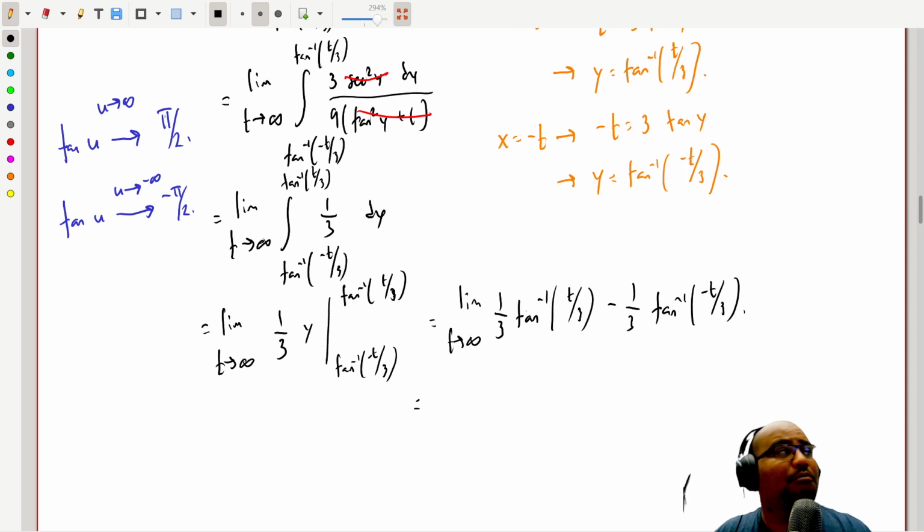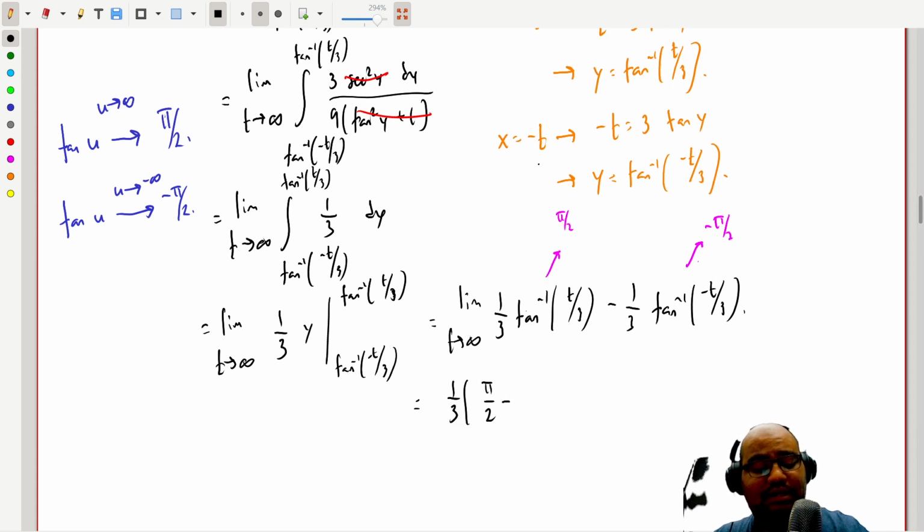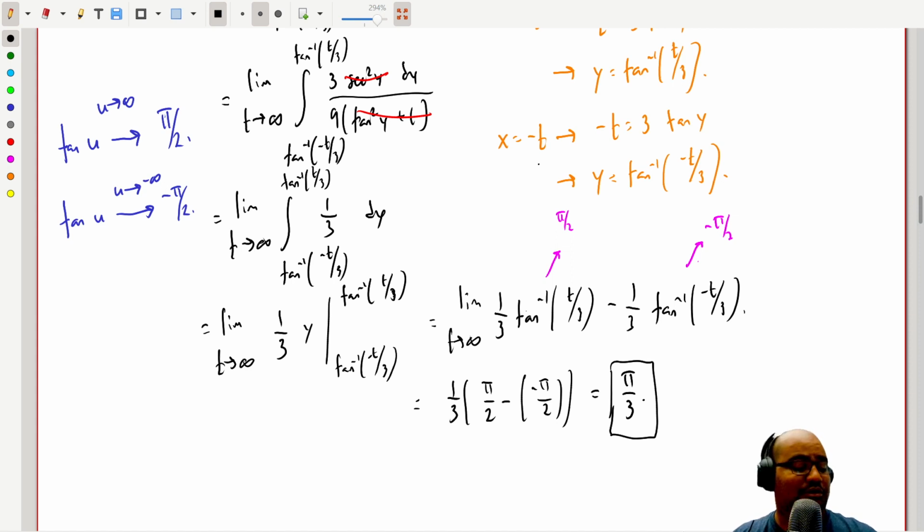So now when I apply that here, let's make a note of that. This will go to pi over 2. This will go to minus pi over 2. And so plugging everything in here, I can factor a 1/3 out. We have 1/3 times pi over 2 minus a minus pi over 2. Well, minus times minus is plus, so I get pi over 2 plus pi over 2 on the inside, which is a pi. And what do I get here? Just a nice pi over 3. The integral converges.